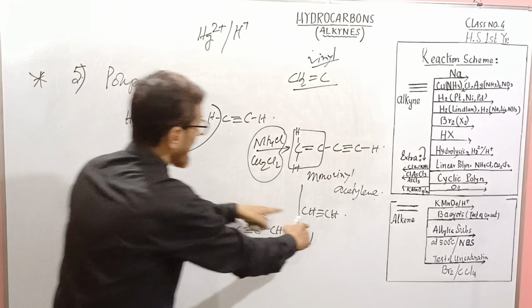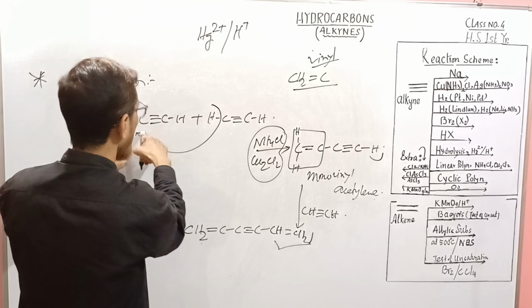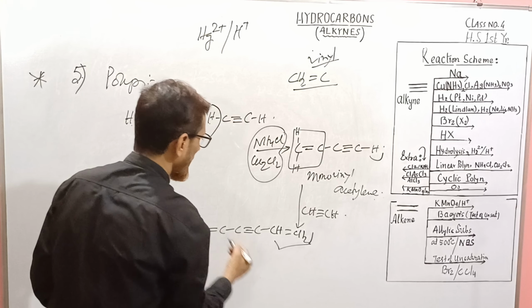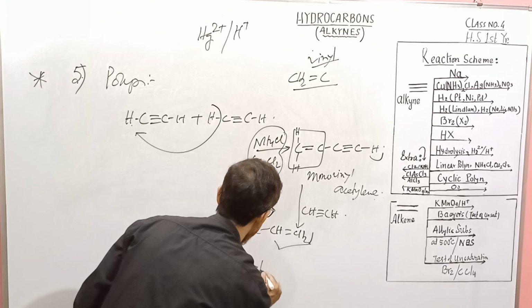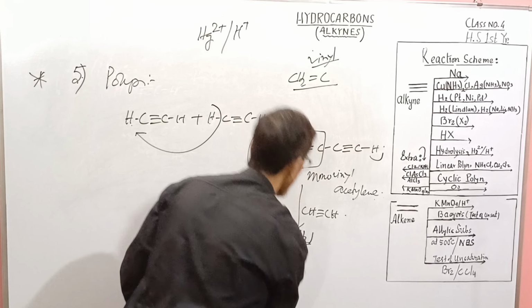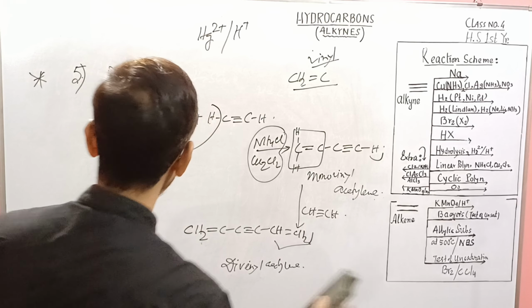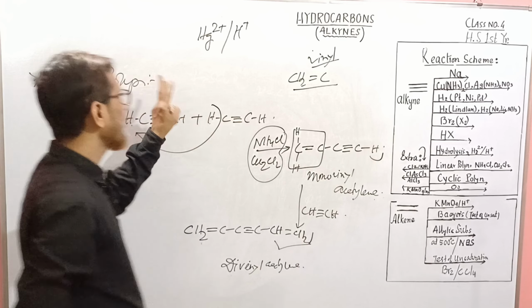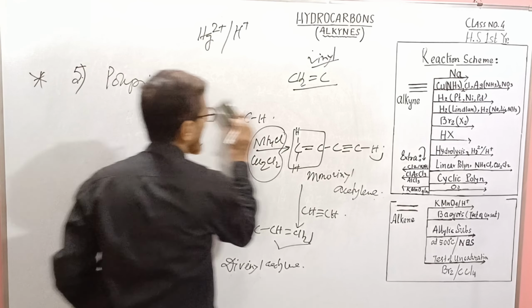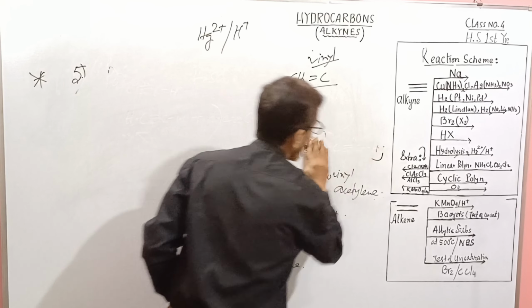So whenever you add this one, this is the acidic hydrogen. One hydrogen is left in place, and in the same way another vinyl group will be added. So you are getting divinyl acetylene. This is linear polymerization, because one unit is added in a linear fashion. That's why this polymerization is called linear polymerization.